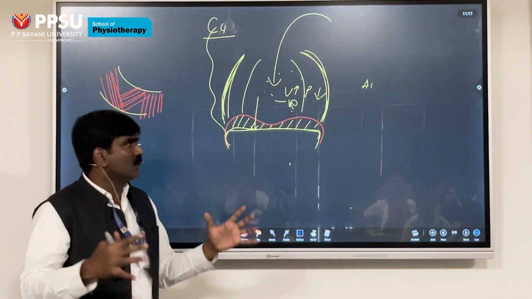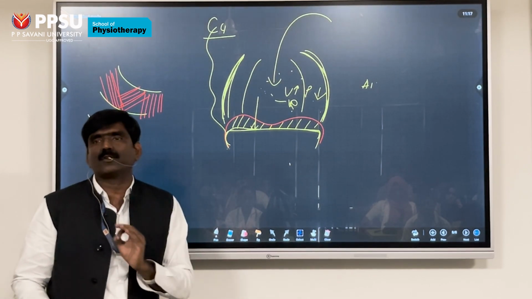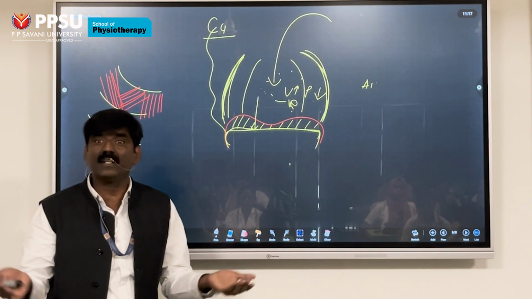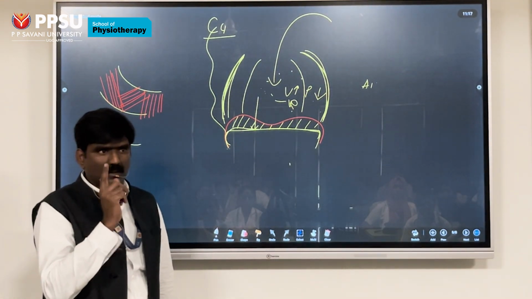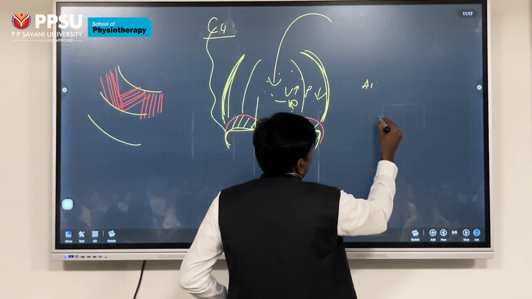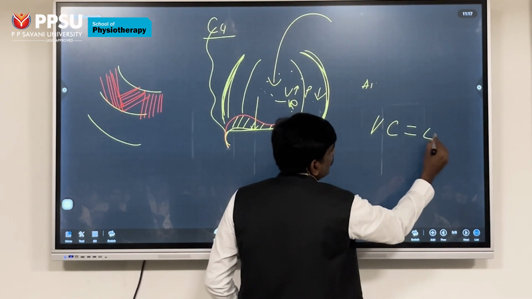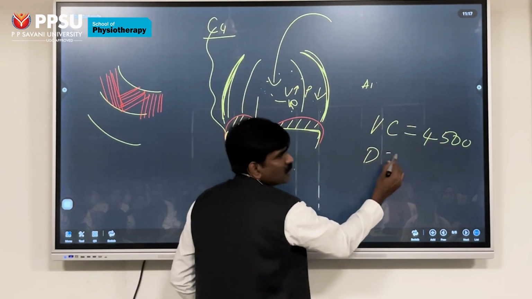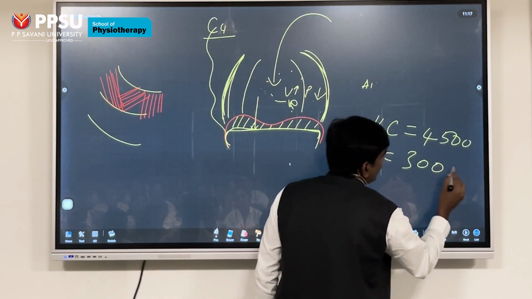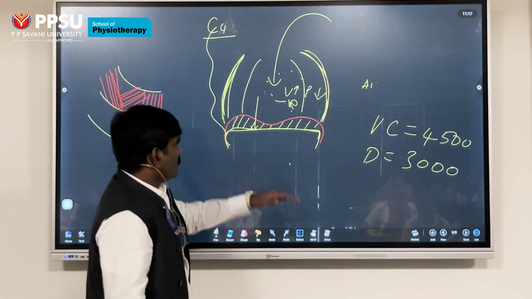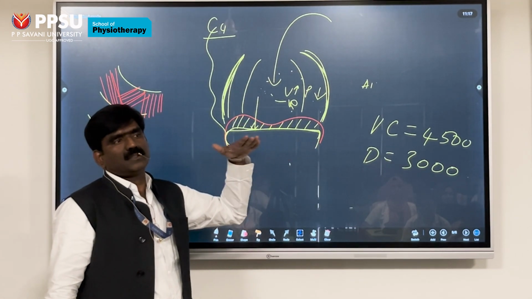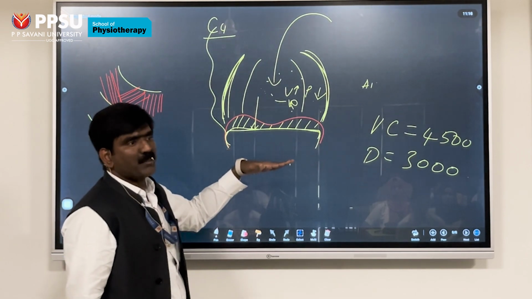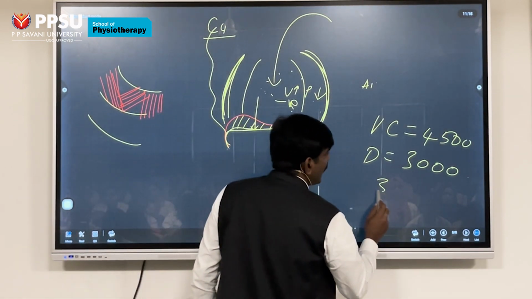Are you clear? So now what happens? The intrathoracic volume is not increased. Instead, it decreases. Are you clear? So, normally what is vital capacity? Vital capacity is 4500 ml. Contribution of diaphragm is 3000 ml. Right? After the cervical cord injury, the vital capacity will go to 300 ml.